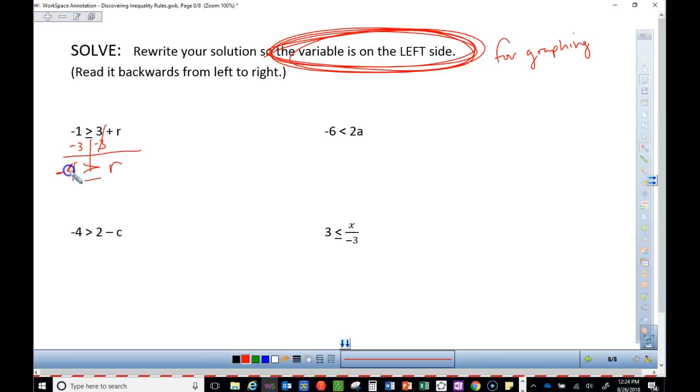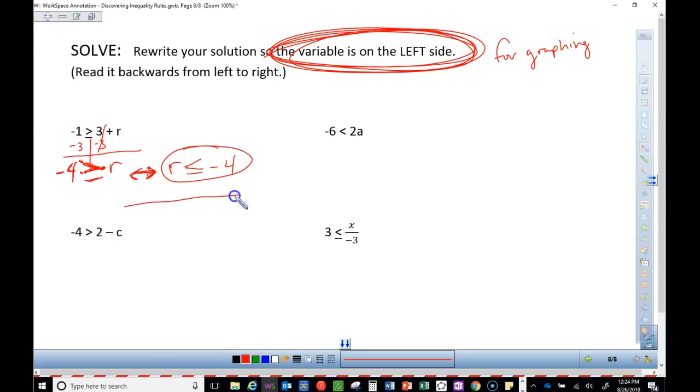So this says -4 is greater than or equal to r. Now, we don't change the meaning, but we read it from r's perspective. If -4 is greater, this is the big side, right? If it's greater than r, and we have to write it with r on the left side for graphing, make sure we don't change the meaning. See the little end on the r? So make sure the little end is still on the r. So these two things mean the same thing, okay? But we want this version, okay?